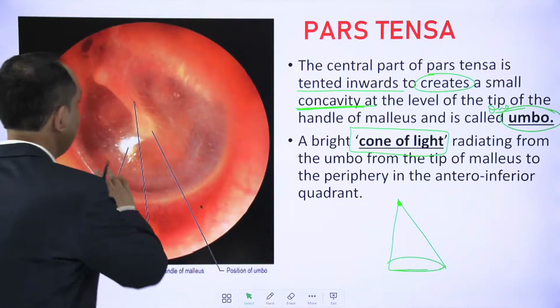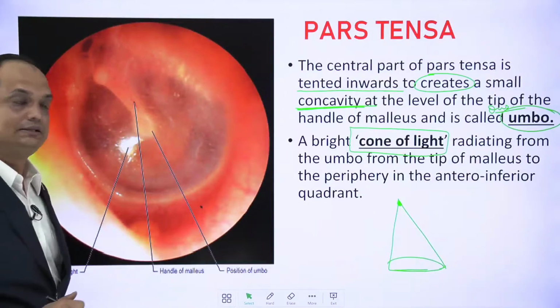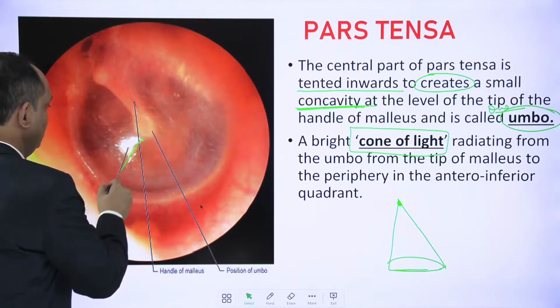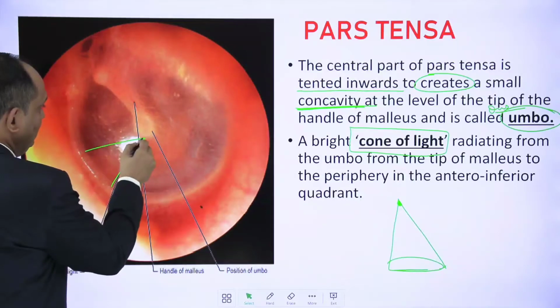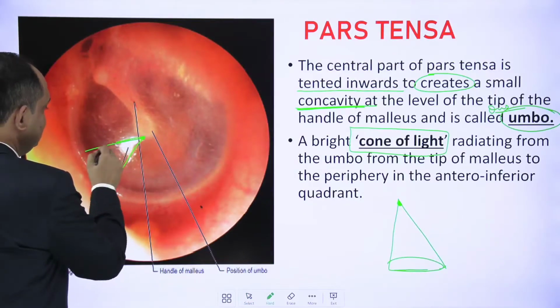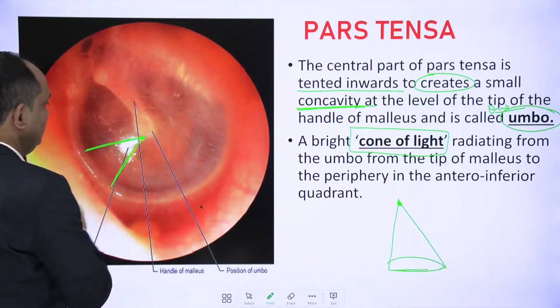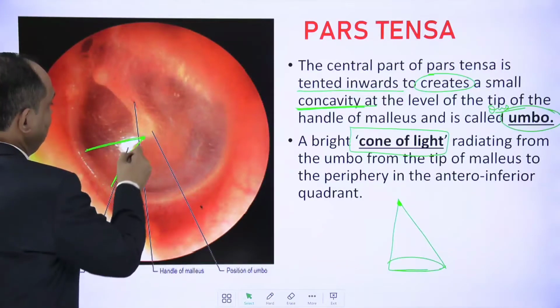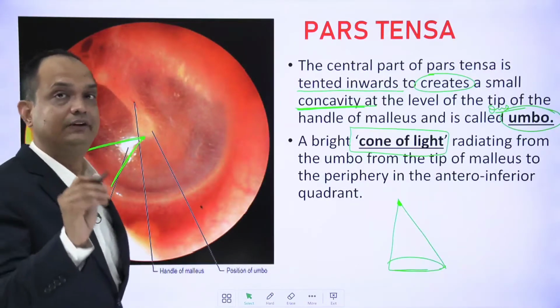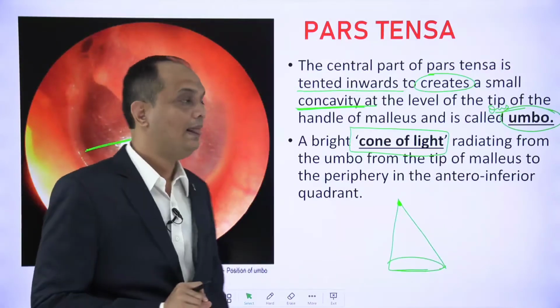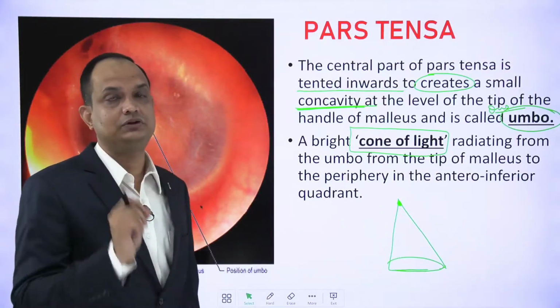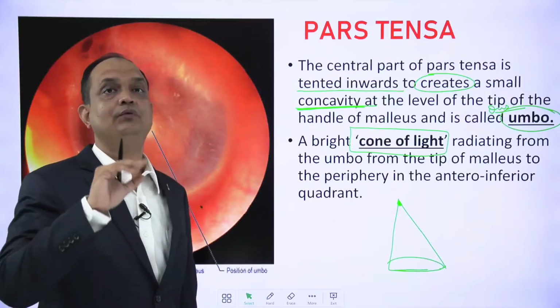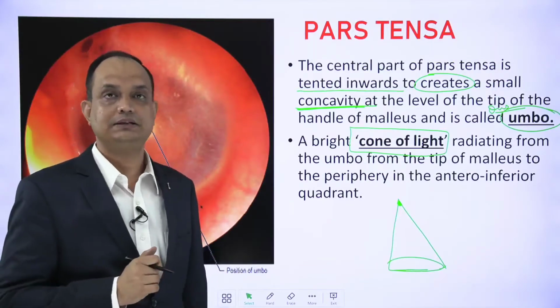Now, this is the live image, and in this you can see the cone, and this cone starts from the umbo, and as you go downward, you have a broadening of the light. So, this cone of light is a feature of a living person's tympanic membrane, and the most common question asked is: in which quadrant of the pars tensa is it present?